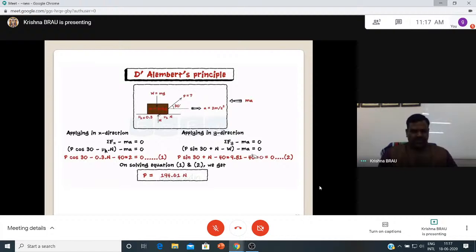Actually, at this particular point, it is 0 only. No inertia force, mass into acceleration. Only weight is equal to mg. N, P. Find out N. That N you can substitute here. Find out P. Okay. So this is how generally we will try to consider the simple problem by using the D'Alembert's principle.